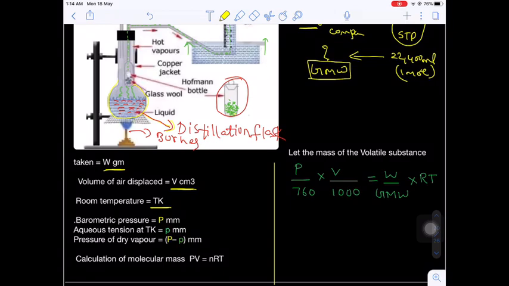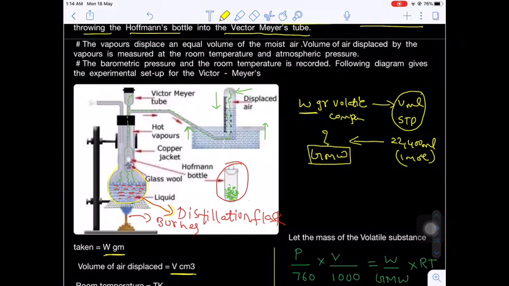Temperature is known. Now the important thing is, when these vapors come into contact with water, water also has some pressure, which is known as water vapor pressure. The water vapor pressure is also known as aqueous tension. It is a function of temperature only. The vapor pressure of a liquid is a function of temperature only. The vapor pressure of a liquid, in the case of water, is known as aqueous tension.